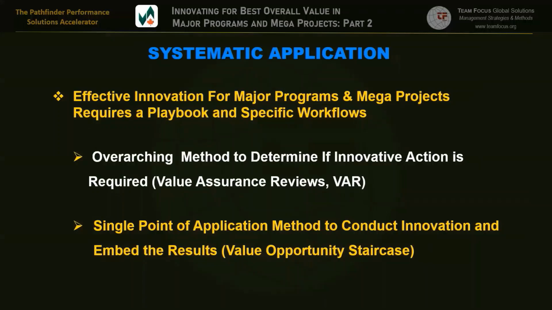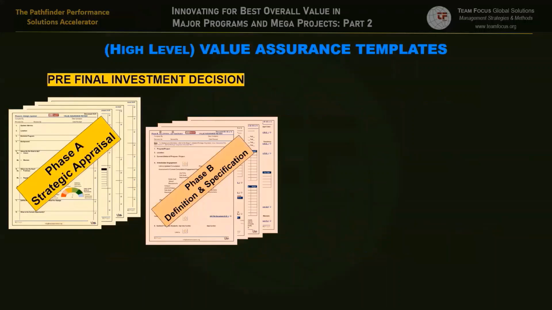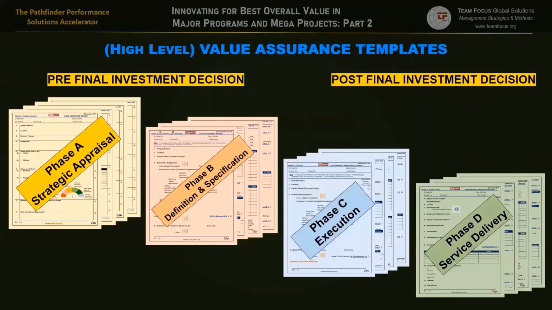The starting point of any review is to understand the stakeholders' performance requirements in terms of comprehensive descriptions and good metrics. Then assessment of the base case against these requirements is conducted. A suite of templates is used to guide the assessment of overall value during a value assurance review. Pre the final investment decision at Phase A, strategic appraisal, and Phase B, definition and specification, as well as post the final investment decision, Phase C, execution, project delivery, Phase D, service delivery, and revenue generation. Really successful innovation requires pre and post action.